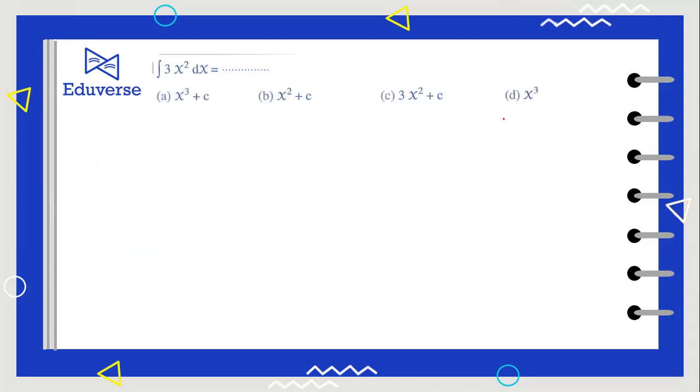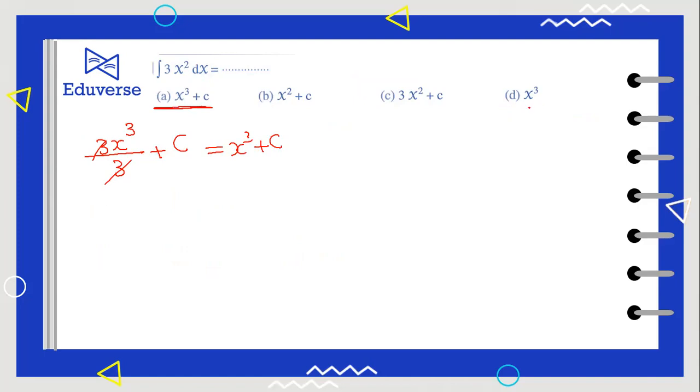Next, integrate 3x squared. Adding 1 to the power and divided by the new one: add 1 to the power, it will be 3, and divided by the new power. Don't forget a constant. 3 cancelled with 3, it will be x power 3. Don't forget the constant. Look here, number A is the right answer.